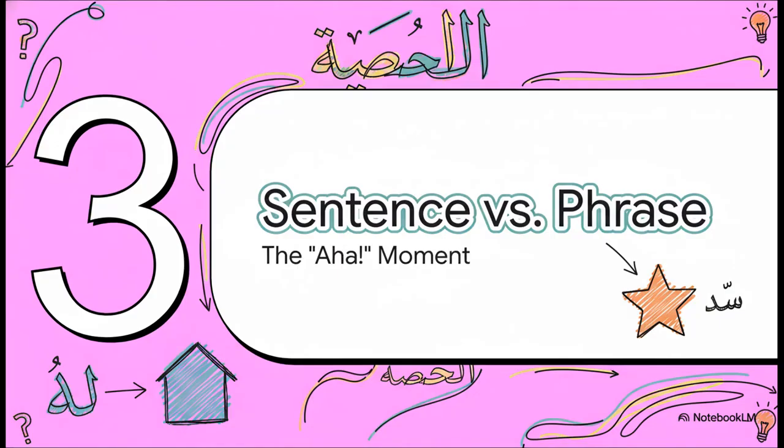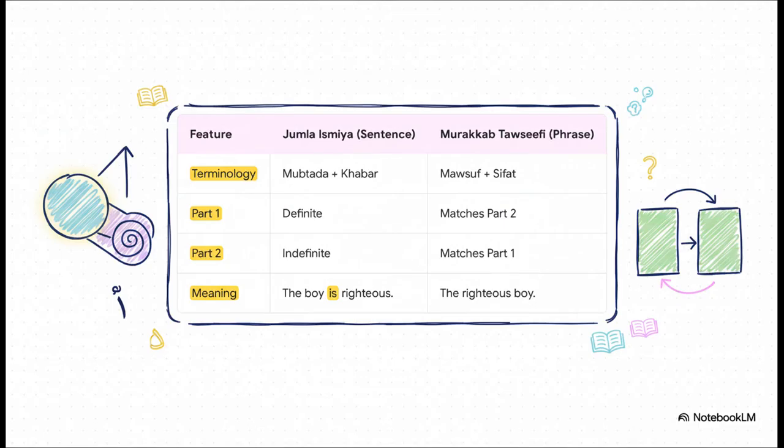All right, now that we have the rules, let's circle back to that first puzzle we looked at. Get ready because this is the aha moment where it's all going to click into place. This chart just lays it all out perfectly. Look at the sentence, the Jumla Ismiya. You have a definite subject, al-waladu, followed by an indefinite piece of news, salihun. Definite plus indefinite. That means the boy is righteous.